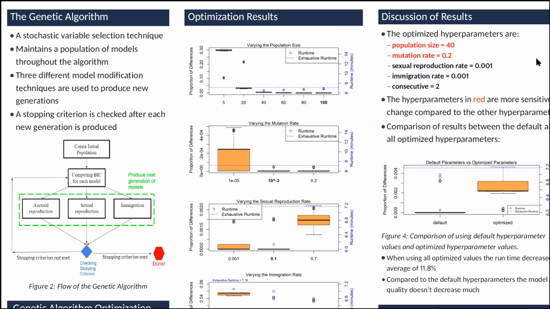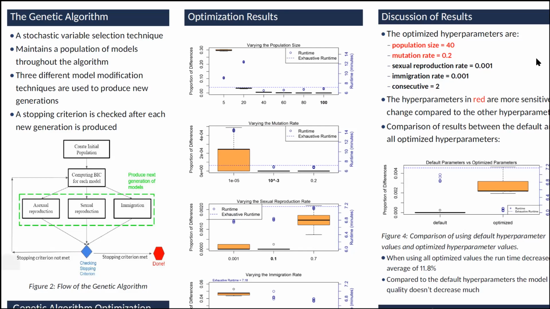For the population size, we would choose our optimal parameter to be 40 because the proportion of differences is pretty low and also the runtime is really low. Since the proportion of differences is really low, this means that the models are fairly similar to the model produced from the exhaustive method. And the exhaustive method, as I mentioned before, produces the best models.